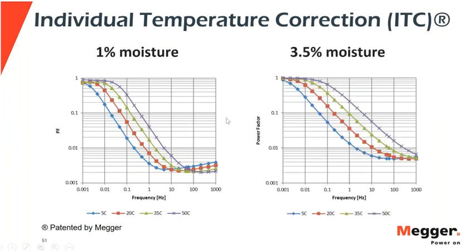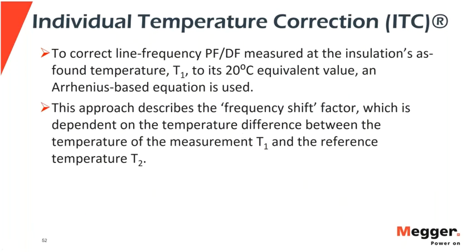And this is not only for the 1% case, but also for a very wet transformer. You can see that the shape of the response is largely held intact, and it's just shifting with respect to frequency. And this is what allows us to come up with what's called an individual temperature correction. This ITC is patented by Megger in order to correct to a 20 degree C equivalent value. We basically employ the Arrhenius equation.